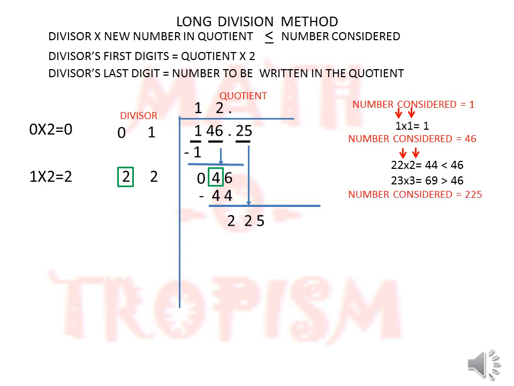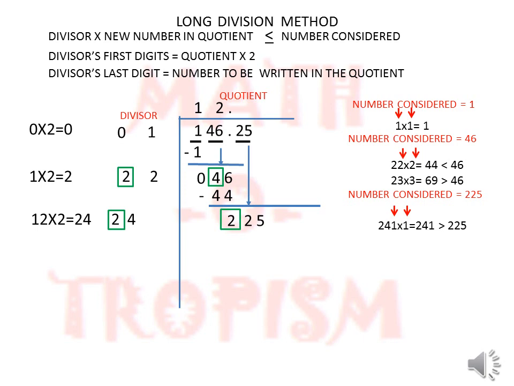What is the divisor's first digit? It will become 12 into 2. The quotient is 12, so 12 into 2 is 24. And then again, in the same way, I am taking the number considered's first digit and the divisor's first digit. Both are 2, so 2 ones are 2. So I will try 241 into 1, which is 241. This is already greater than 225.